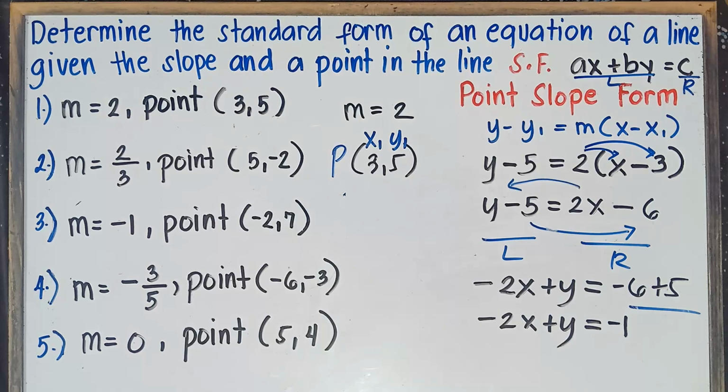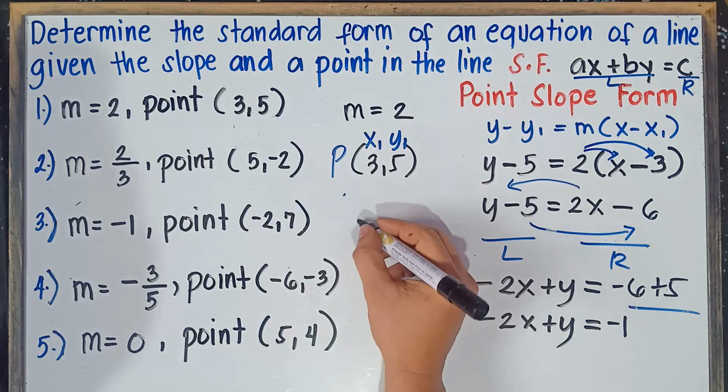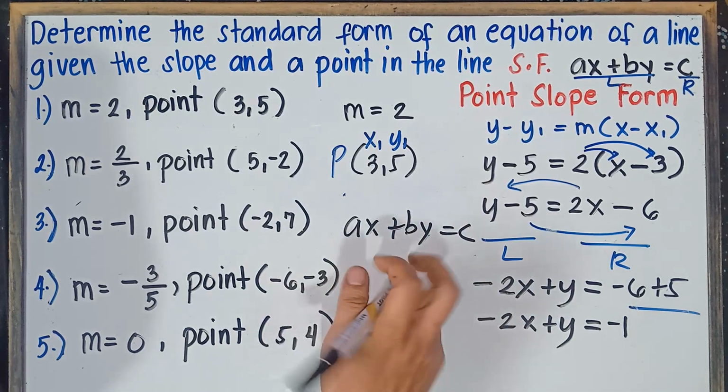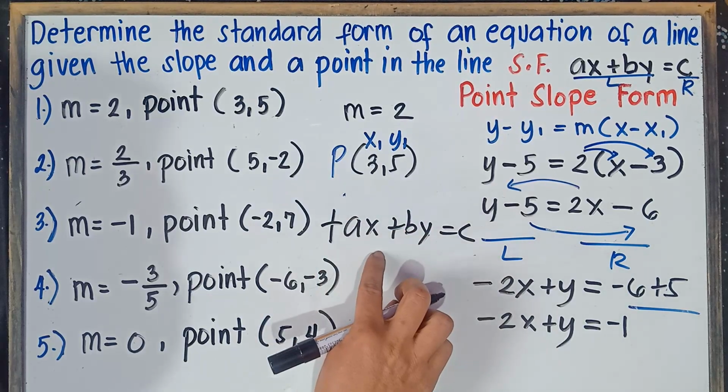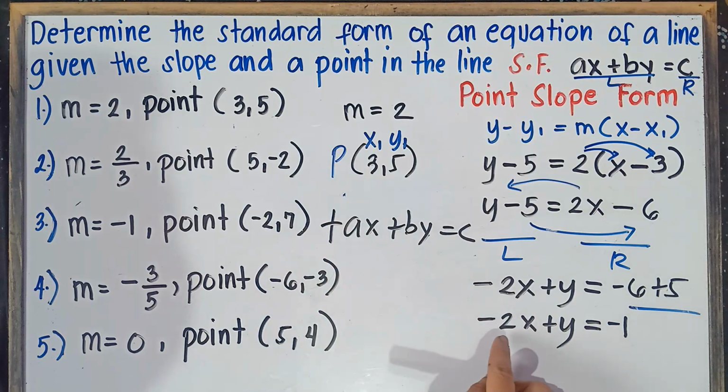Alright, question class, is this our final answer? Nope, this is not yet our final answer, class. Question, why is that, sir? Because the number before x is a negative number. We need to have a positive number before x. Once again, the form says ax plus by equals c. We have positive ax. Now, since this is negative 2, we need to have a positive number before x.